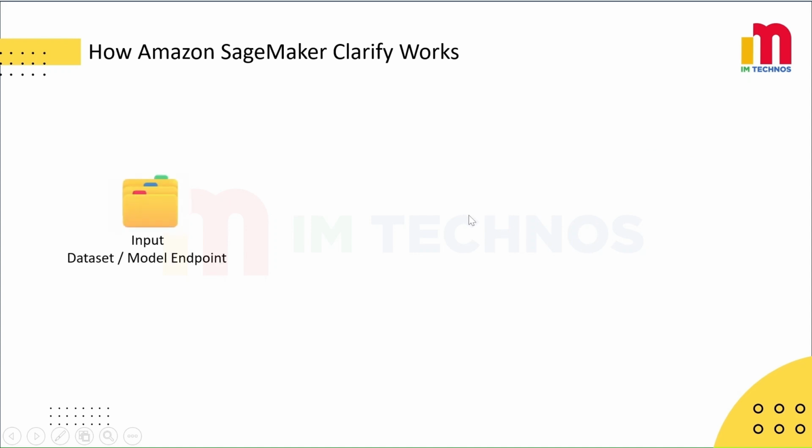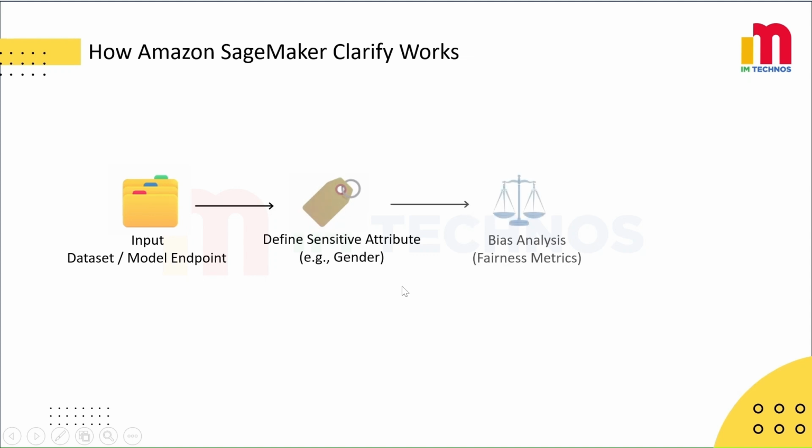First, you provide your dataset or your model endpoint to Clarify. Then, you specify the sensitive attribute, for example, gender. Clarify then checks: is one group treated differently from another? Or is there any imbalance in predictions? Finally, it calculates fairness metrics to identify bias. Now that we understand what SageMaker Clarify is and why it is important, let's move to the practical demonstration and detect the bias in a real-world loan dataset.